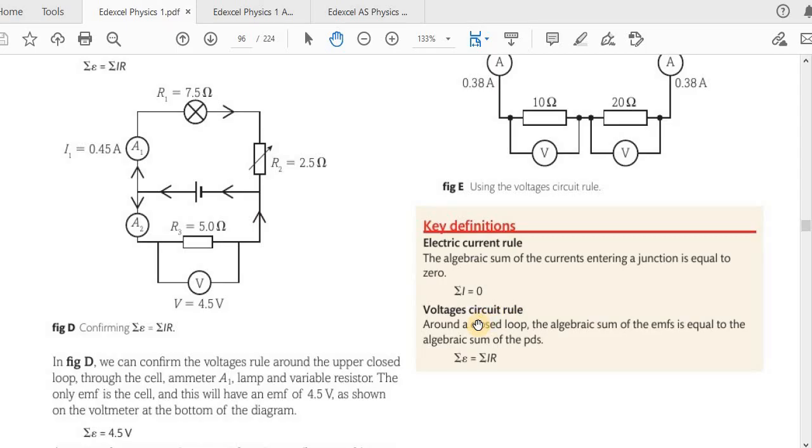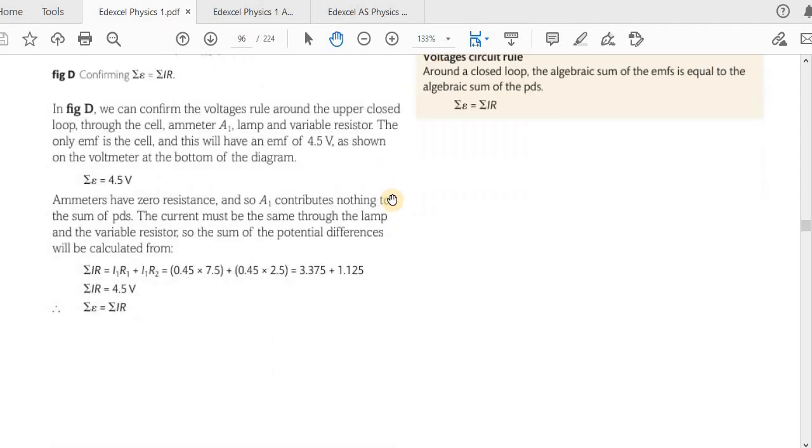Then the voltage circuit rule, Kirchhoff's voltage law, also called Kirchhoff's second law, states that around a closed loop, the algebraic sum of EMFs is equal to the algebraic sum of potential differences. You can see the Greek letter sigma is used to indicate the sum of. So the algebraic sum of EMFs is equal to the algebraic sum of potential differences around a closed loop. I previously explained this in the previous video also. We will see it in some detail here.